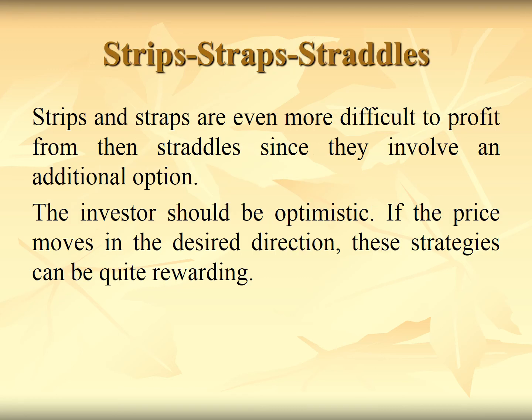If we make a comparison of strips, straps and straddles, it is already clear from the previous discussion that strips and straps are the strategies which add a call option or put option to the straddles. Strips and straps are even more difficult to profit from than straddles since they involve an additional option. In a straddle there is only one call and one put option. Here either the put option or the call option has increased by one. Therefore, it will be more difficult to make profits as compared to straddles.